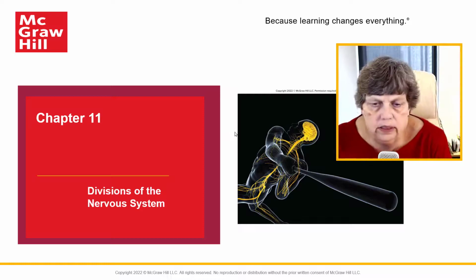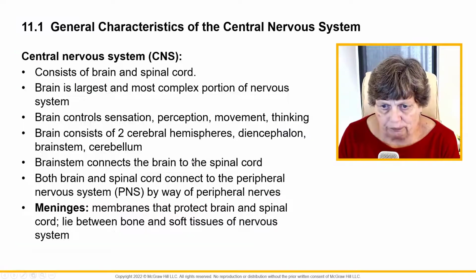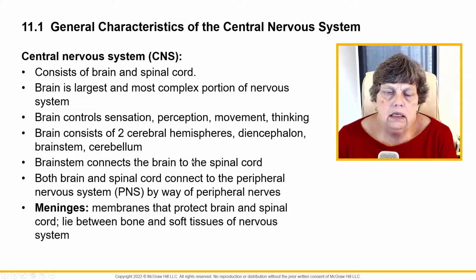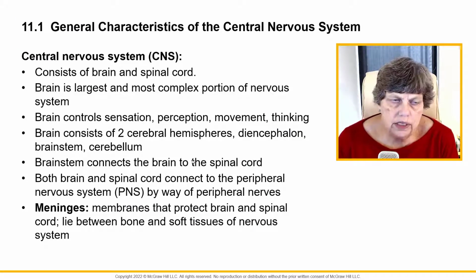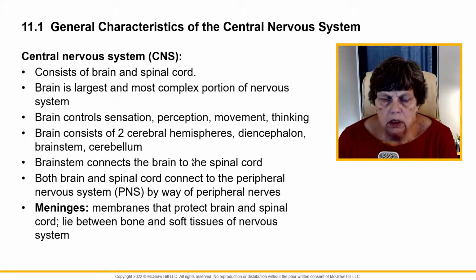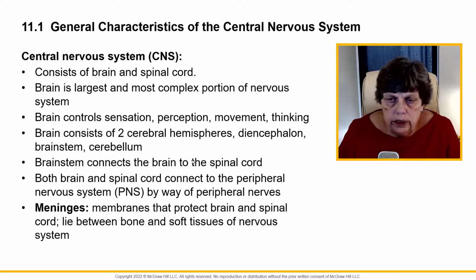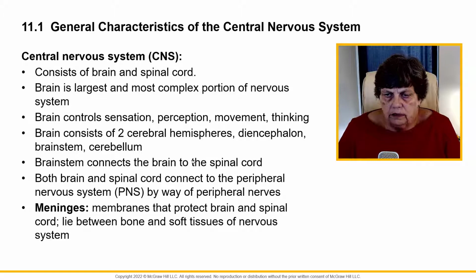All right, so now we're on to divisions of the nervous system. And we have the central nervous system, and that consists of the brain and the spinal cord. Obviously, the brain is our controlling area. It is very, very complex. Lots of neurons in there, lots of nervous system components. It's going to control our thinking, our movement.